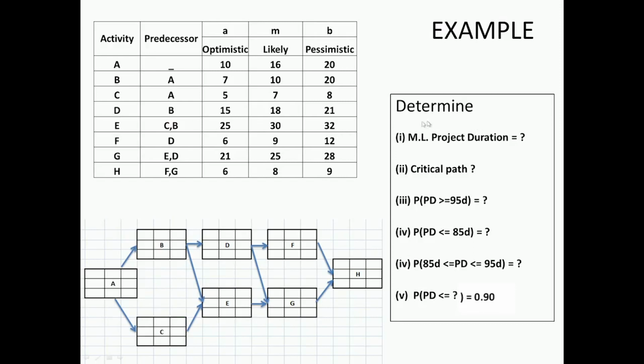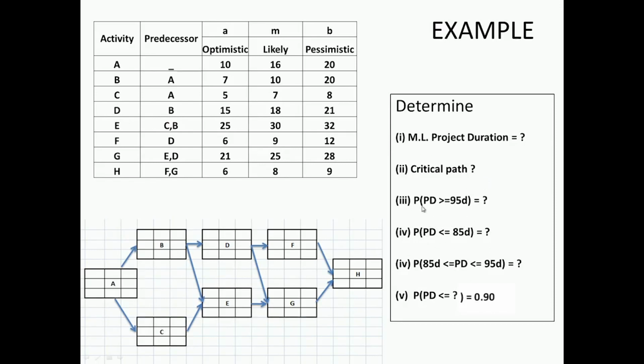Now, what is asked from this? What questions can we ask when we are given this? One is we can look for the most likely project duration. That is one of the results we'll have to get. We can certainly get what the critical path is. Now here are some interesting questions which PERT will give you.